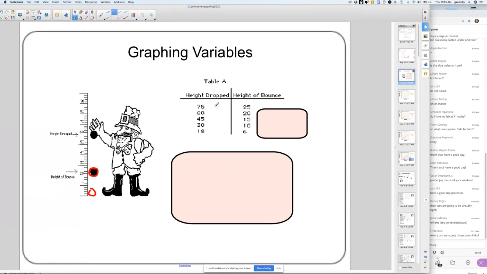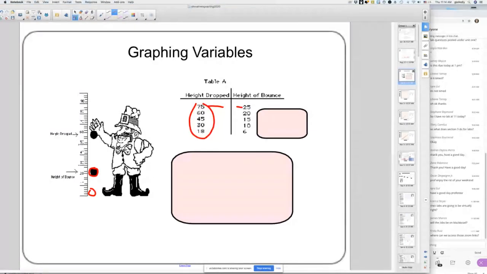So let's say I drop it from a height of 75 centimeters, and it bounces back up to 25 centimeters. Say I do this a number of times, and I collect the data. So these are variables, things that I can vary, one of which I have control over. For example, the height of drop is my independent variable. I control it. And this is the dependent variable. It depends on this. I have no control over the height of bounce.